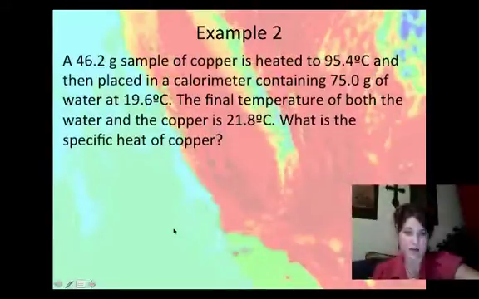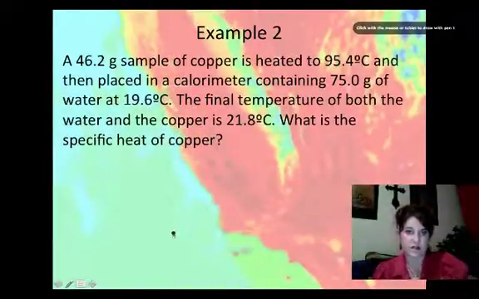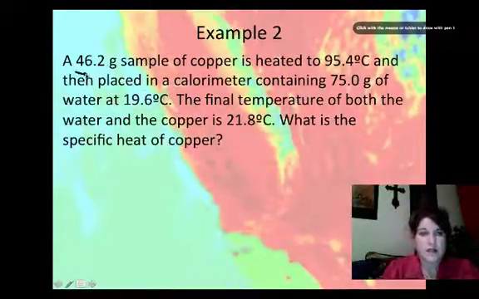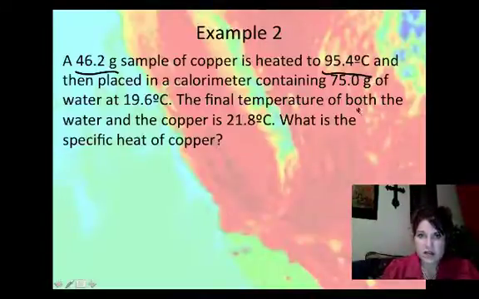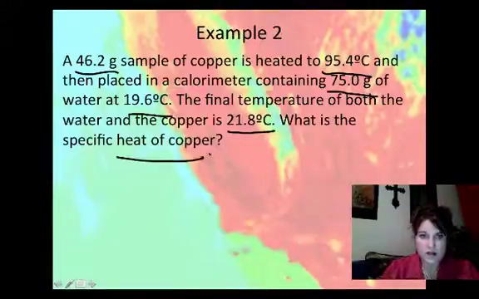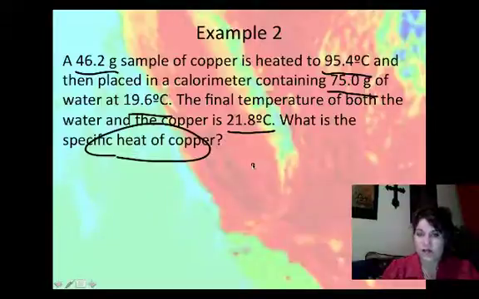Of course, we've got another example so we can see a different way of looking at this type of problem. If we've got a 46.2 gram sample of copper that's heated to 95.4 degrees Celsius, then it's placed in a calorimeter containing 75 grams of water at 19.6 degrees Celsius. The final temperature of both the water and the copper is 21.8 degrees Celsius. The question is, what is the specific heat of copper?